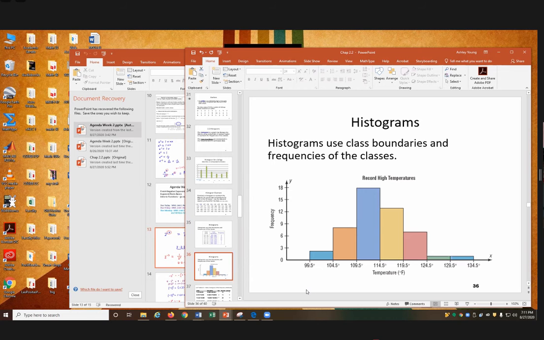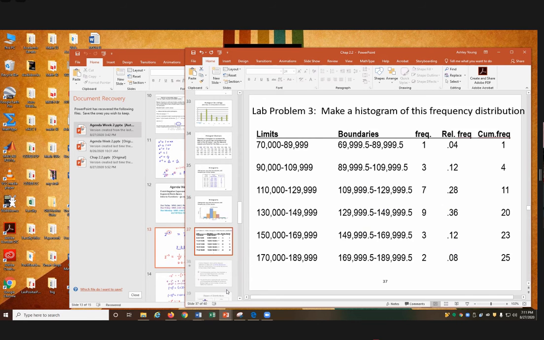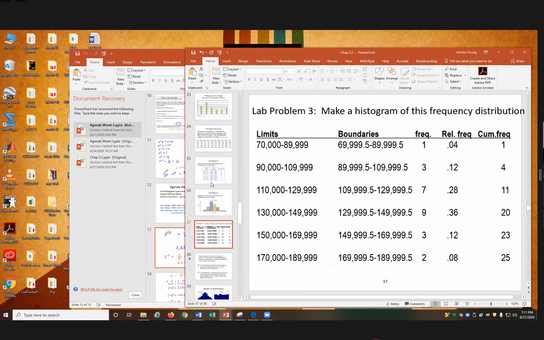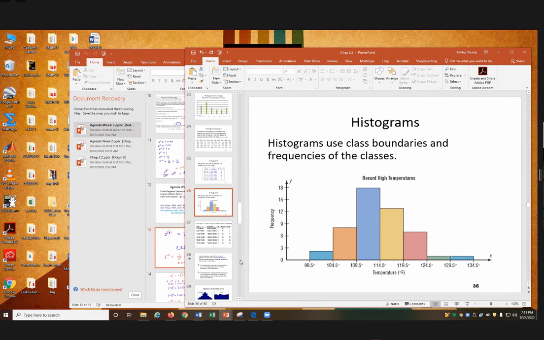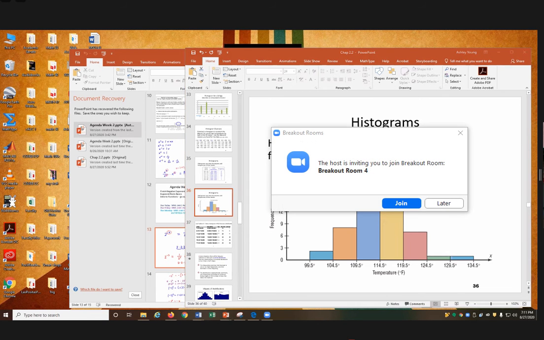So what I would like you to do is use whatever data you have. Use your boundaries, and go ahead and make a histogram for your data. You have 3 minutes to do that. Write in your boundaries. It's the next page. Hop in there, get it done quickly.